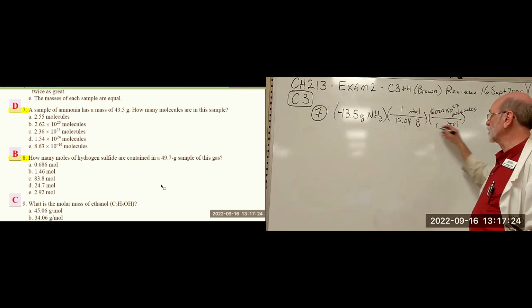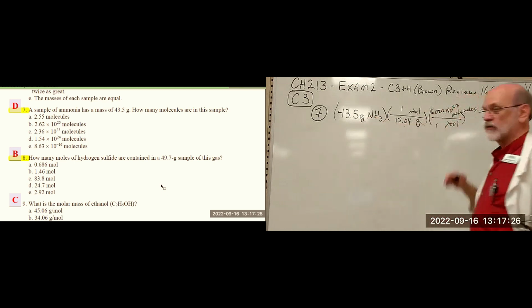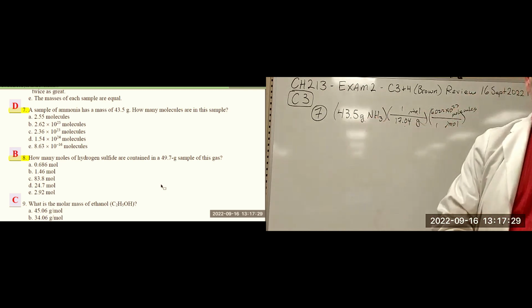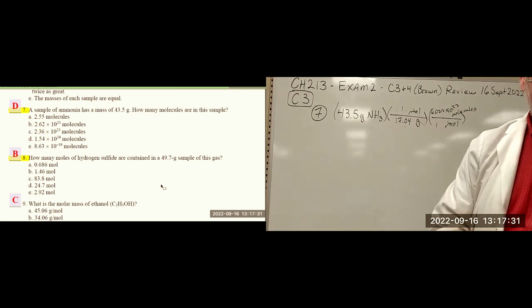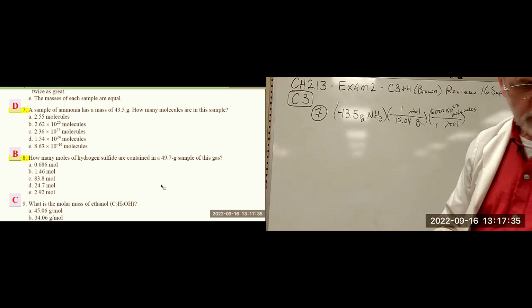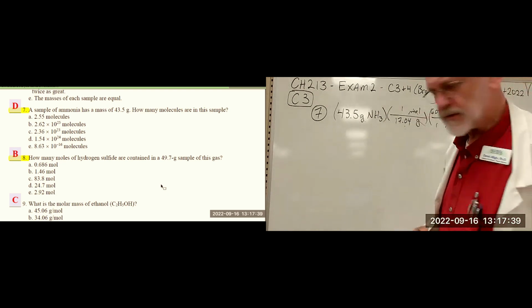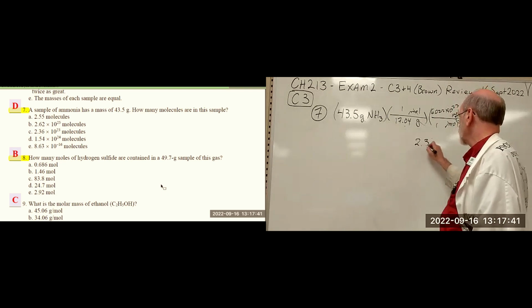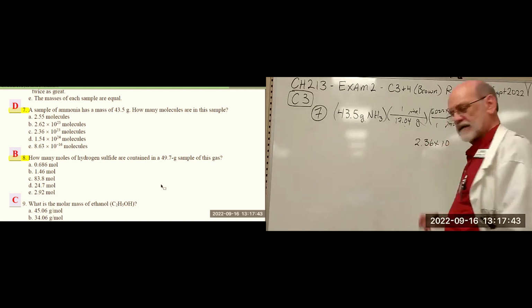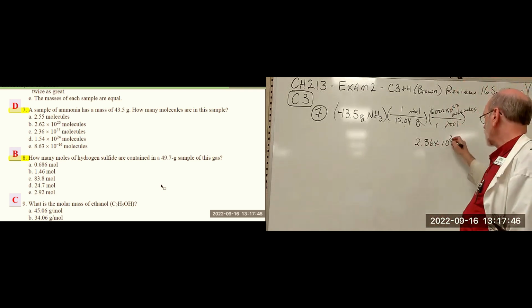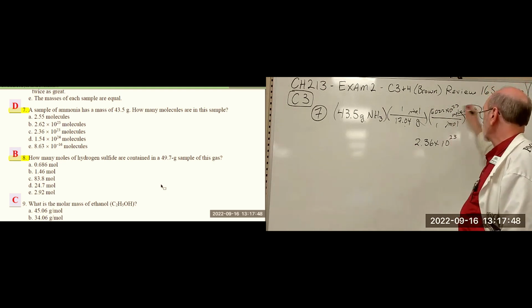Okay, so moles cancel, grams cancel, we're left with molecules. So Avogadro's number times that is, with 3 significant figures, 2.36 times 10 to the 23rd molecules.